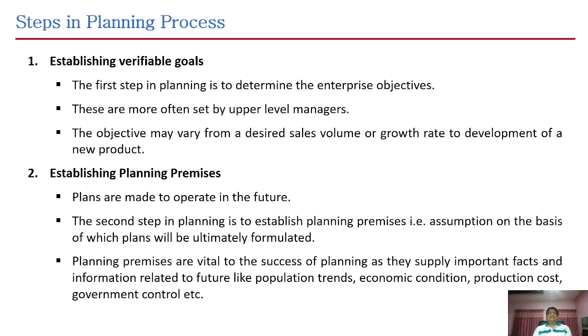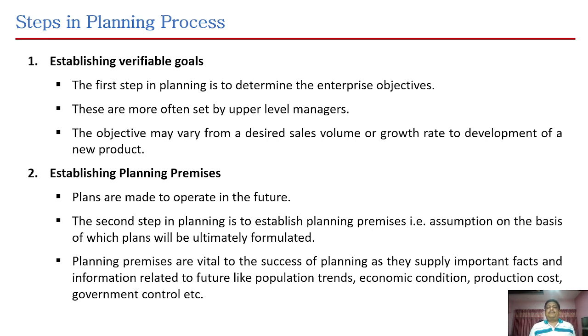Now we move towards the next part, that is, what are the different steps in the planning process. When we are planning anything for the organization, what are the steps we have to follow? That we will discuss here. The first step is establishing verifiable goals. It depends upon what resources are available and what time span we have. The first step in planning is to determine the enterprise objectives, and I say that we have to define the objective based on all these things.